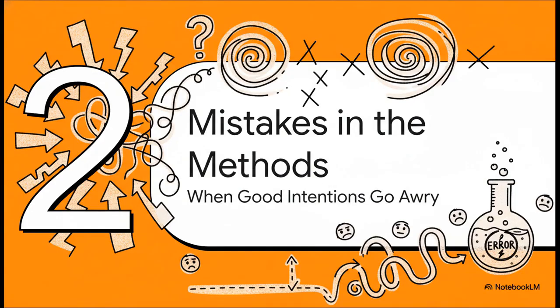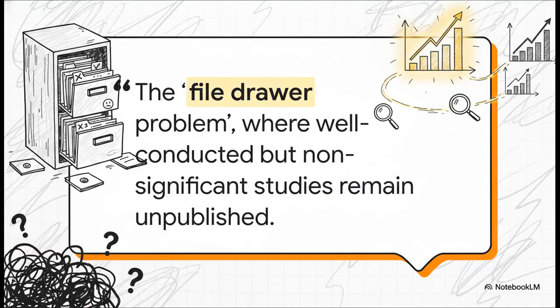Okay, so in theory, this all sounds perfect, right? But in practice, oh boy. This whole process can go wrong in some really interesting and, frankly, problematic ways. This is exactly where good intentions can end up leading to some really bad science. One of the absolute biggest issues is something called the file drawer problem.